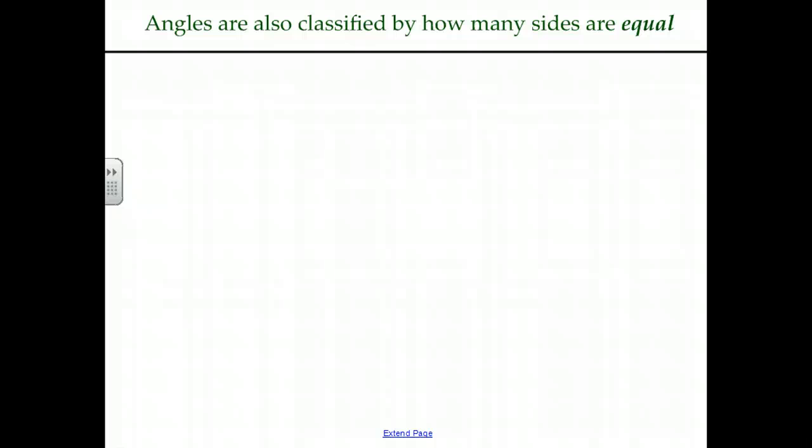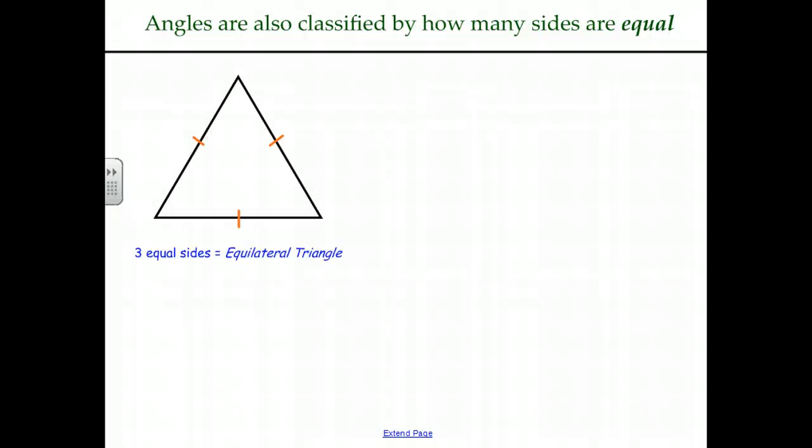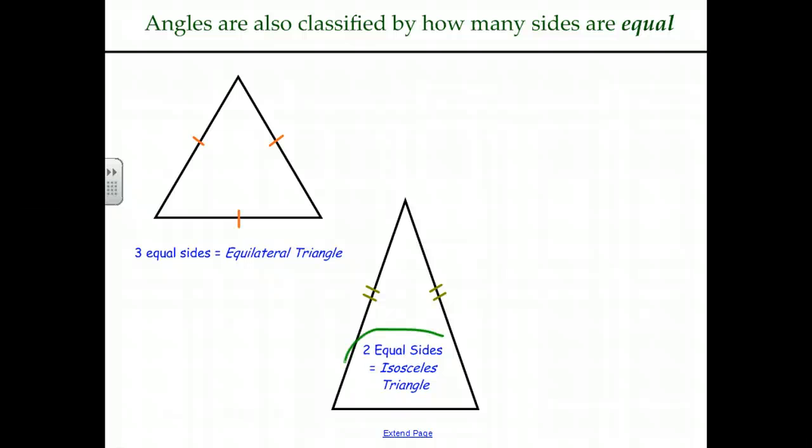Now this is unrelated to their angles in one way. It doesn't matter what their angles are, as long as a certain number of sides are equal. So if 3 sides are equal, we call it an equilateral triangle. Now in this case, every side is equal, and because every side is equal, it also happens that every angle is equal.